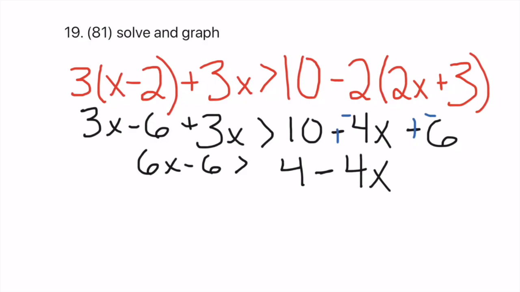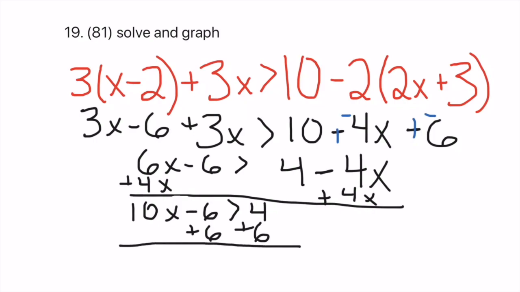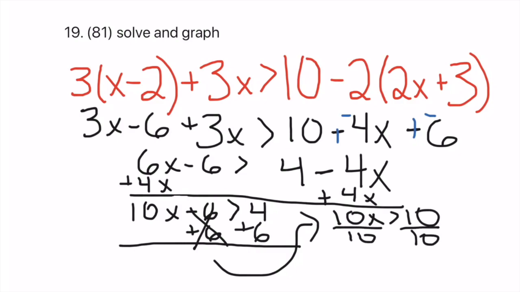So I'm going to move all of my x's to the left side. So I'm going to add 4x. And we have 10x minus 6 is greater than 4. Now I'm going to add 6, and those cancel. So we're left with, I'm going to move it up here so there's more space, 10x is greater than 10. Divide by 10. We get x is greater than 1.